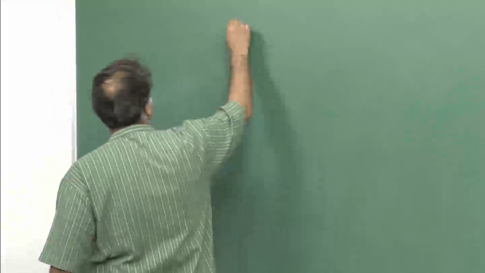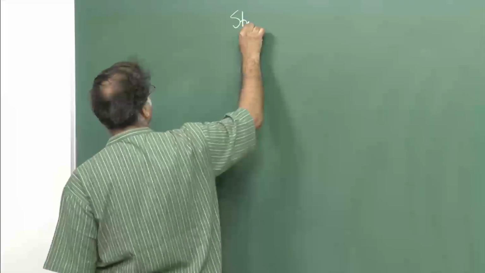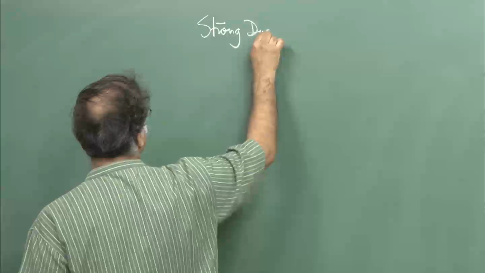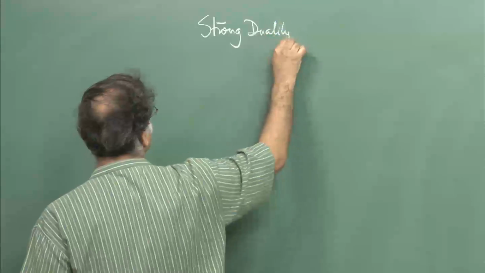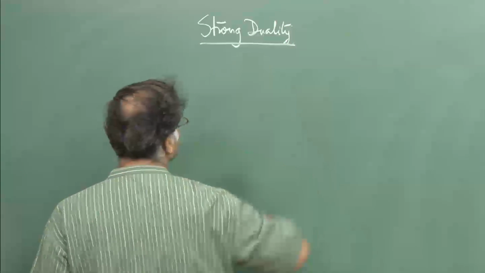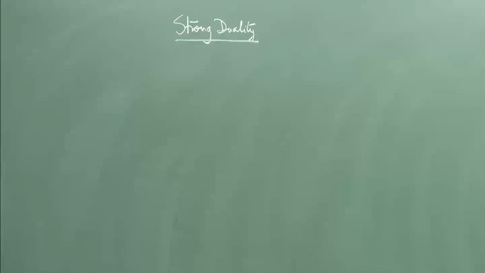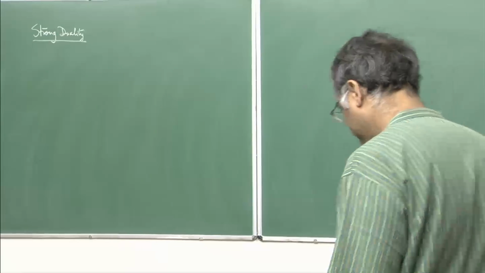So, we will now talk about strong duality, that is, the equality of the primal optimal value and the dual optimal value. So, what does strong duality tell us, and how do we prove strong duality?